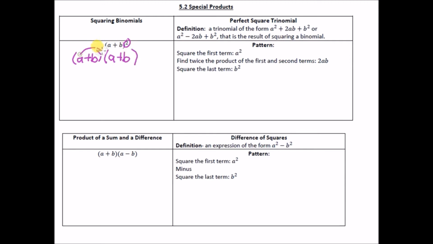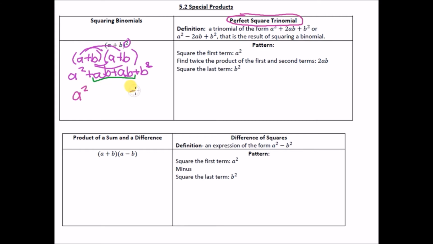Okay, and then what we would do is we would expand this by FOILing. So we get a times a, a times b, b times a, b times b. Okay, and this is the important part of this type of pattern, okay? This is called a perfect square trinomial. Okay? When we see this, we have a pattern, okay?